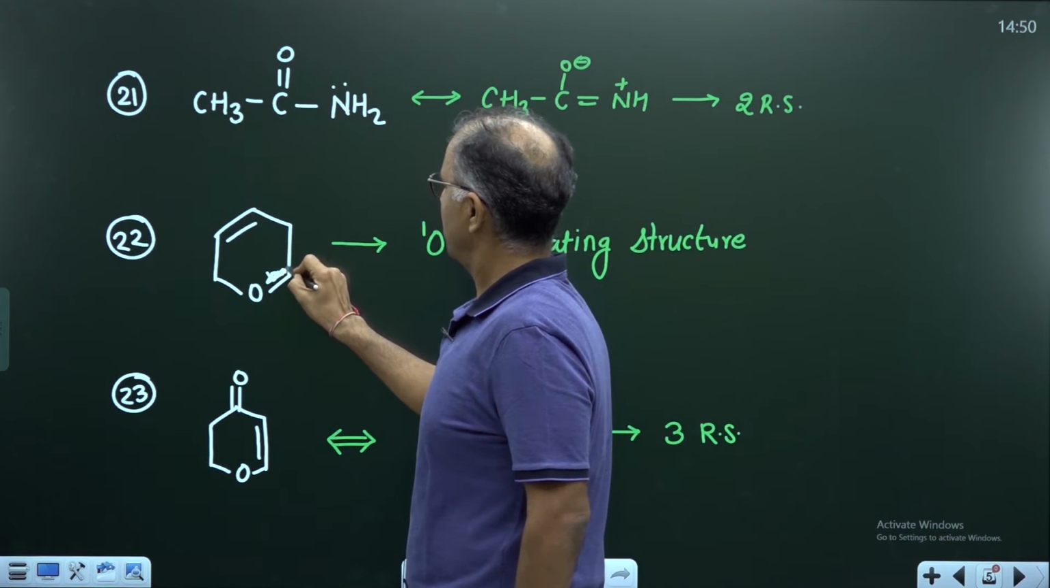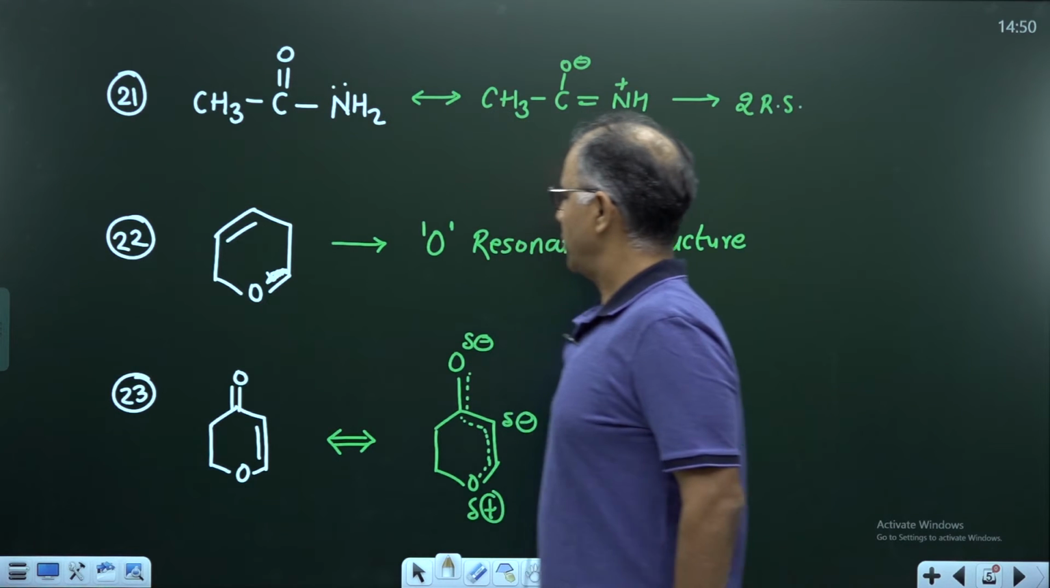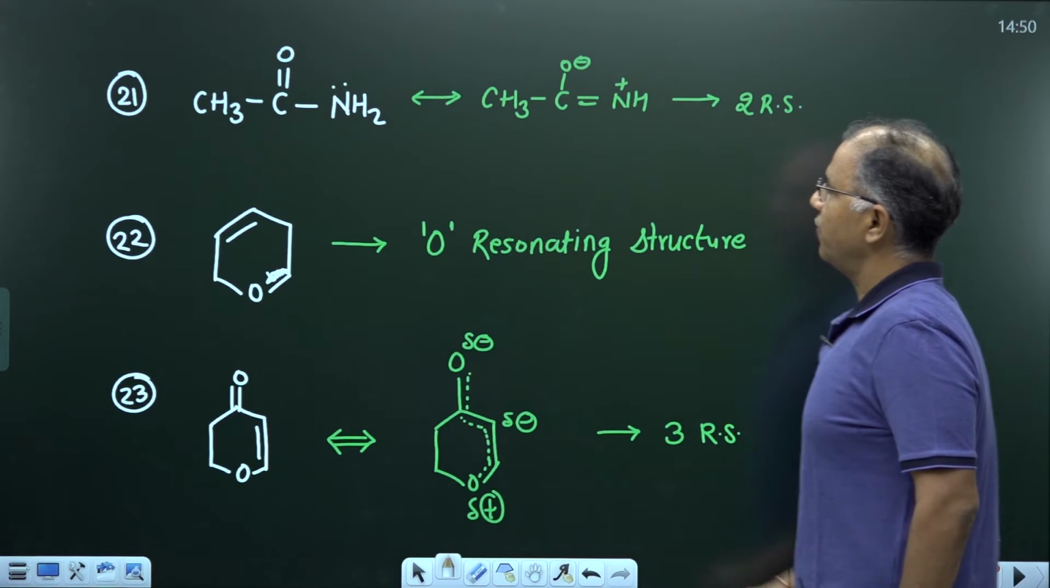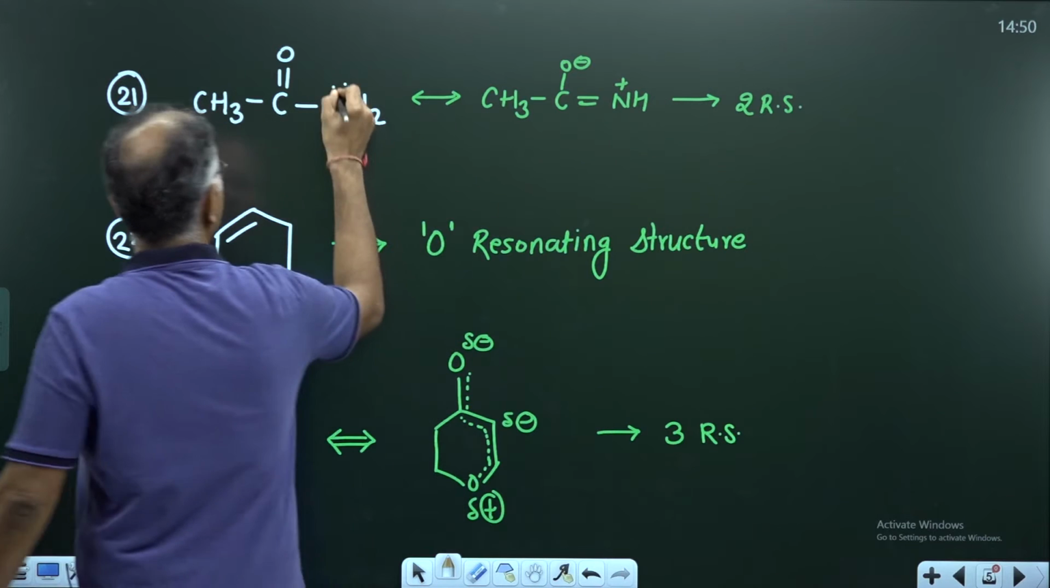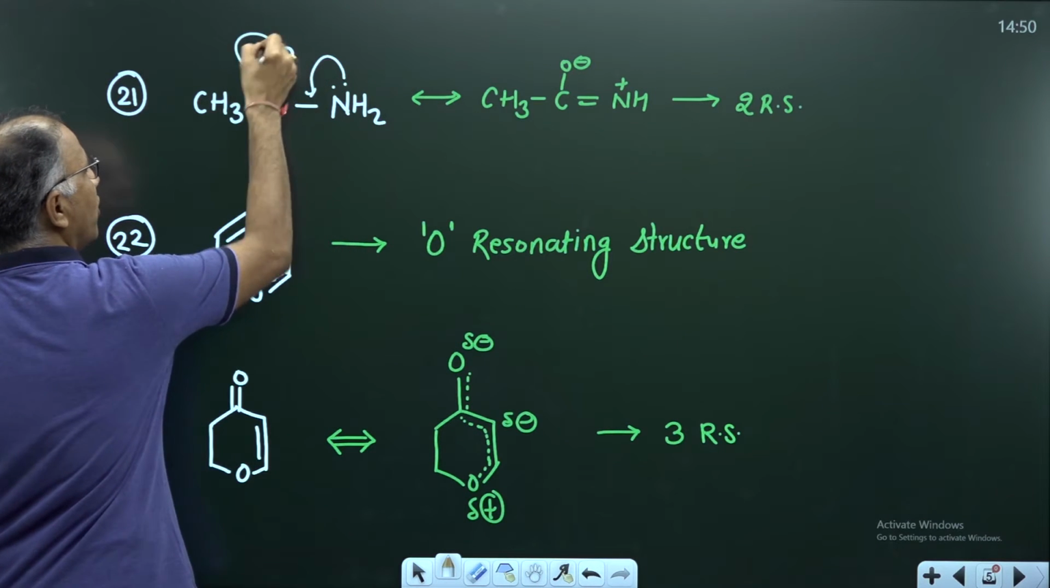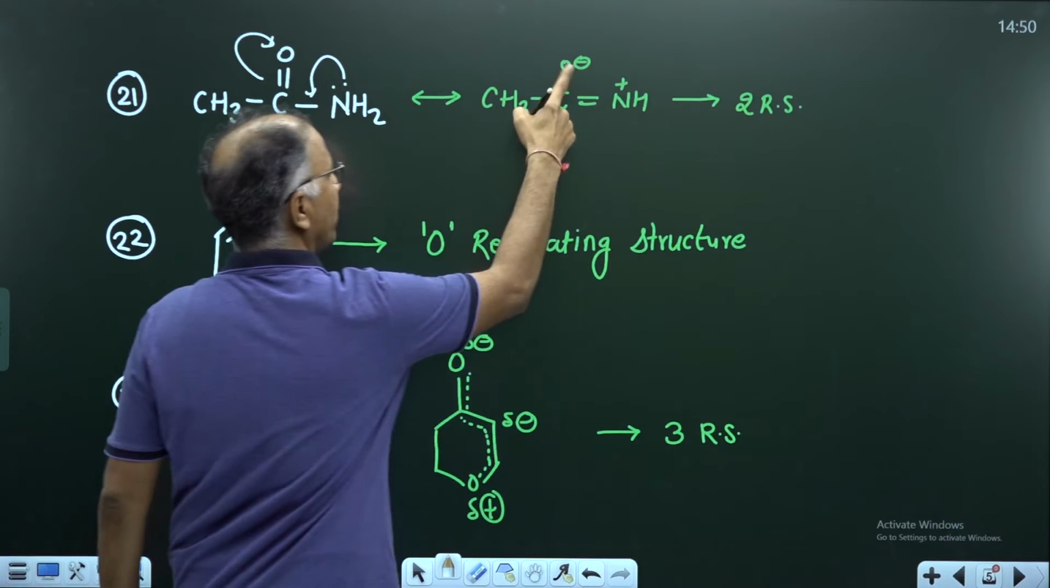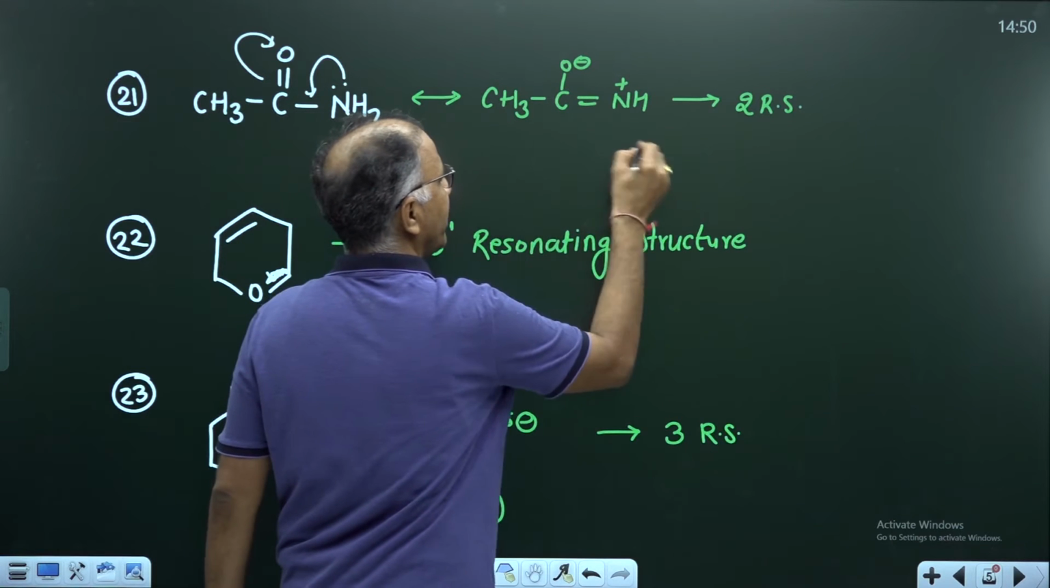Remove this pi bond. Now match this answer. In 21st, what is the type of resonance? This lone pair delocalizes with the pi bond. So lone pair converts into pi bond, converts into lone pair. This means there will be 2 RS.